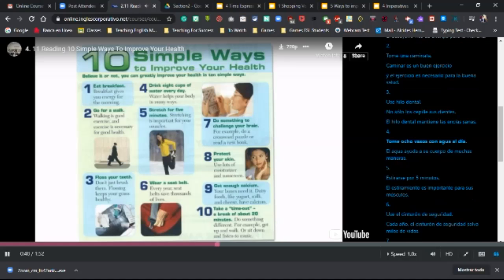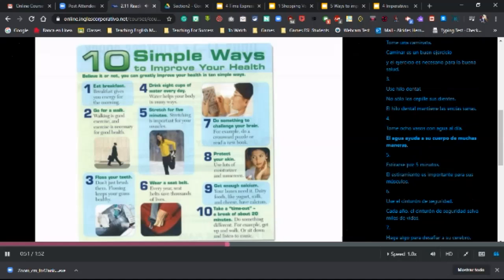Drink 8 cups of water every day. Water helps your body in many ways.